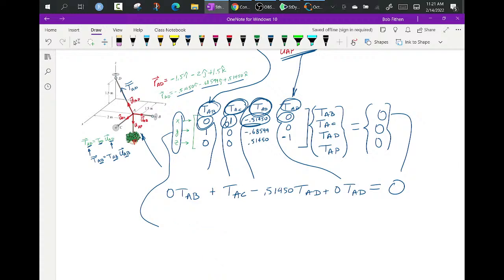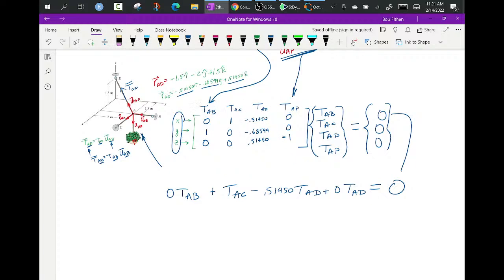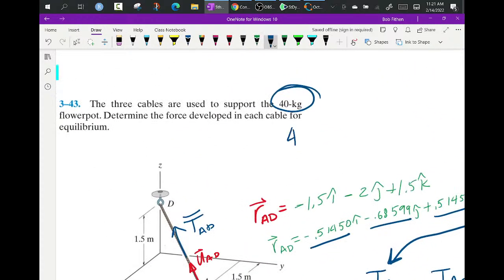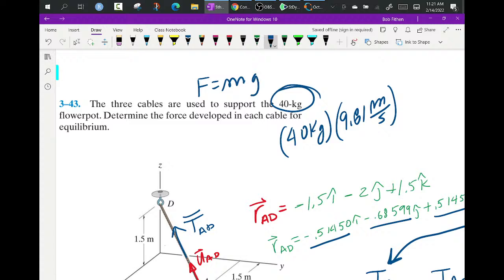So with that, how do I get all that, knowing he tells me the flower pot is 40 kilograms? So that's 40 kilograms times 9.81 meters per second squared. That gives you the number of newtons. Why? Because F is equal to mg. There's your g. There's your m. Or actually, they list it as weight, so I really shouldn't list it that way.